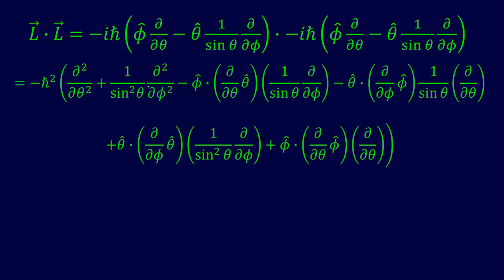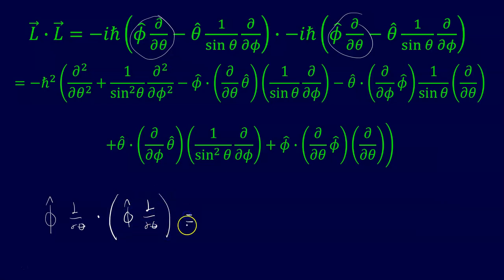Now, here's what I get when we do that. This isn't quite as simple as what you would expect for a dot product, so let's go through this slowly. First of all, there's this factor of negative i ħ squared, which is just negative ħ squared. So let's put that outside and forget about it. Now let's look at this piece here dotted with this piece here. So you have phi hat d/dθ dotted with this term, phi hat d/dθ. And so there are going to be two terms that you get from that.